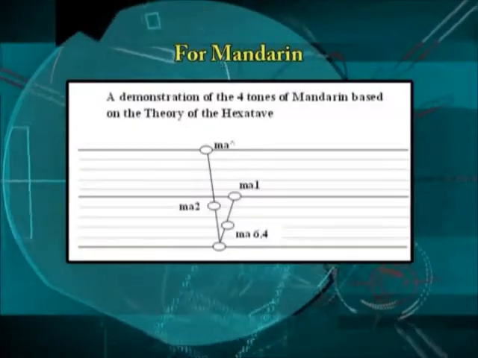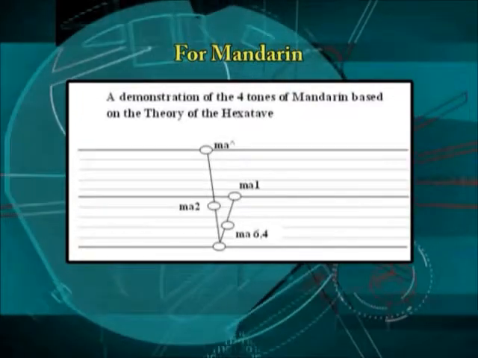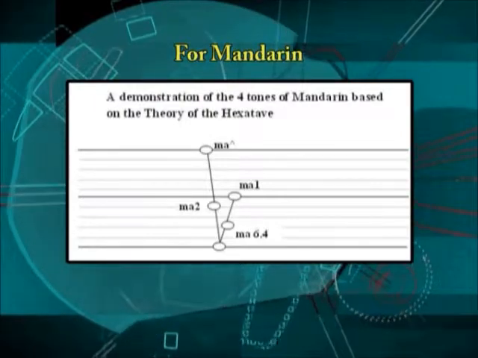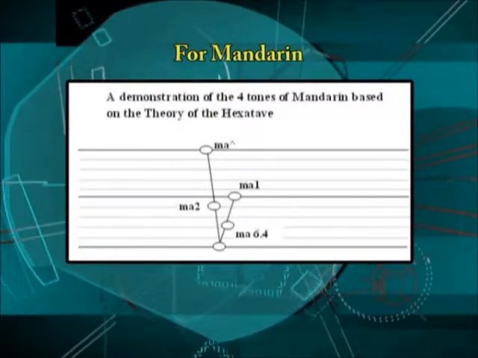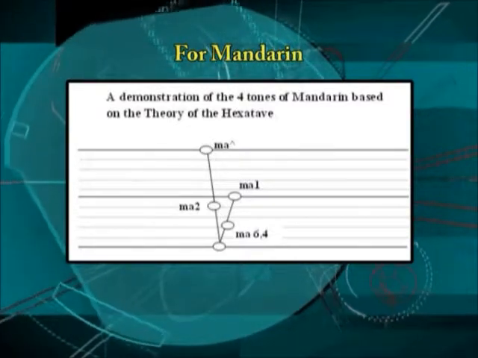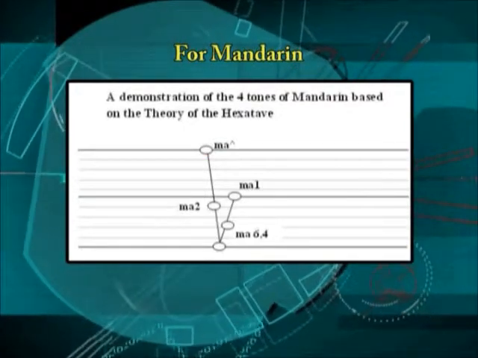What about Mandarin? Anyone learning Mandarin is taught that there are 4 tones. They are ma, ma, ma, ma. The hexatave symbols of the 4 tones of Mandarin are shown in the diagram. So, Mandarin tone number 1, ma, is an extra high tone in the hexatave.